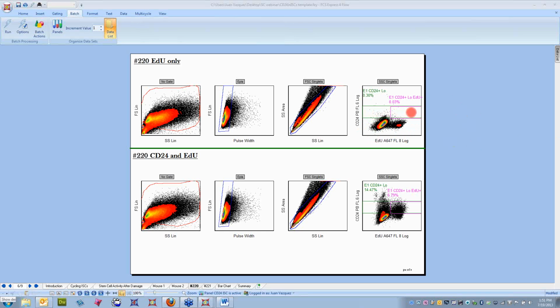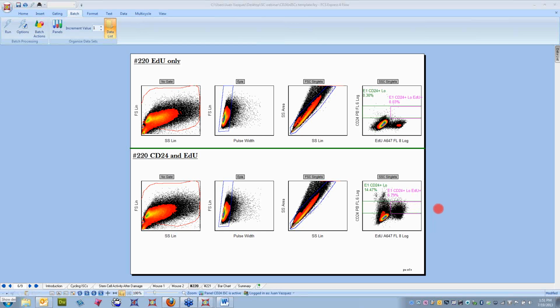And so here again on the top panel is the EDU only control. You can see a little bit of autofluorescence, probably from the fixation and permeabilization, but it's somewhat negligible. And then we run the sample with our gates pre-established. We run the sample that has both CD24 and EDU in it.